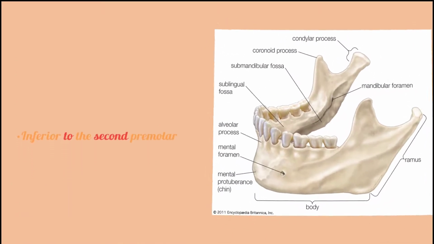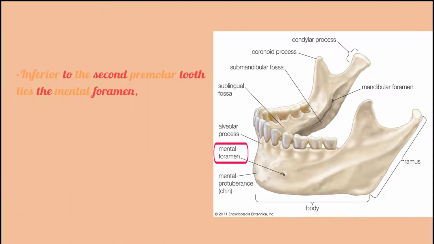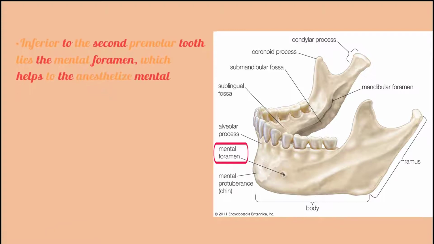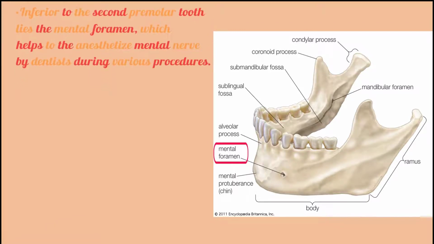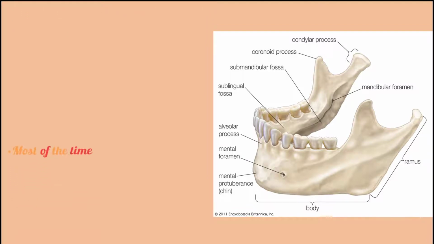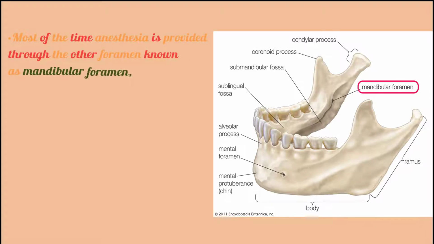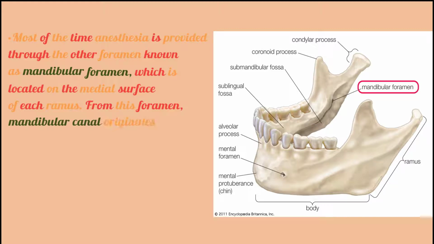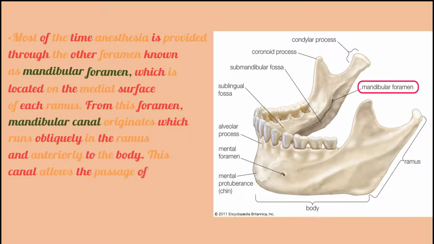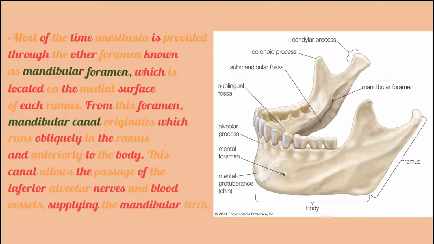Inferior to the second premolar tooth lies the mental foramen, which helps to anesthetize the mental nerve by dentists during various procedures. Most of the time, anesthesia is provided through the other foramen, known as the mandibular foramen, which is located on the medial surface of each ramus. From this foramen, the mandibular canal originates, which runs obliquely in the ramus and anteriorly to the body. This canal allows the passage of the inferior alveolar nerves and blood vessels supplying the mandibular teeth.